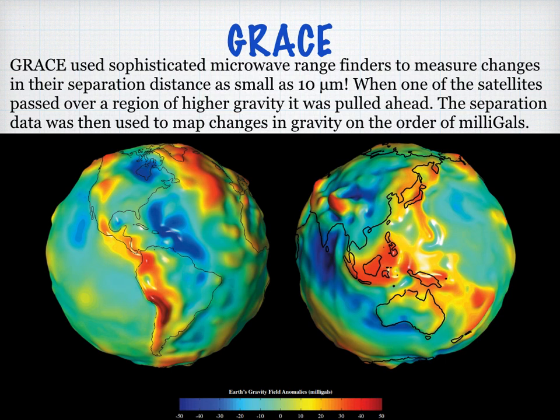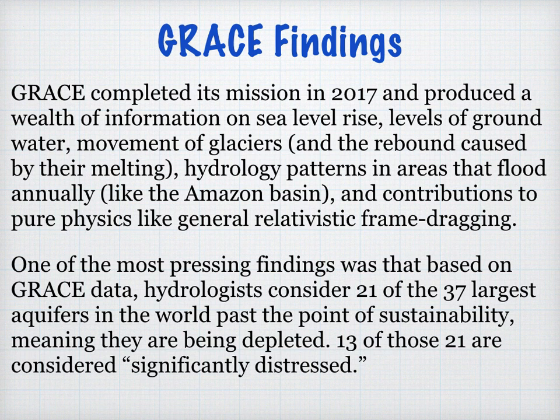And similar regions are highlighted. So for example, the Mid-Atlantic Ridge is again darkish red. The Andes are very dark red. And again, the Indian Ocean turns out to be a spot of weaker gravity in dark blue. So GRACE completed its mission in 2017 and produced a wealth of information on sea level rise, groundwater, movement of glaciers, glacial rebound, hydrology patterns in flood areas like the Amazon basin, and contributions to pure physics like relativistic frame dragging.